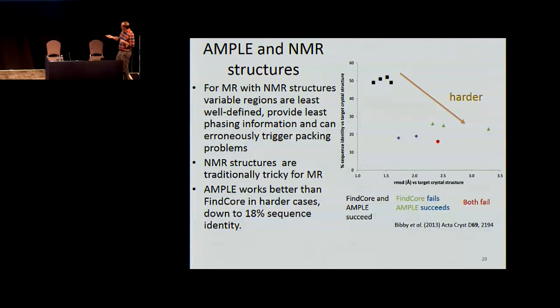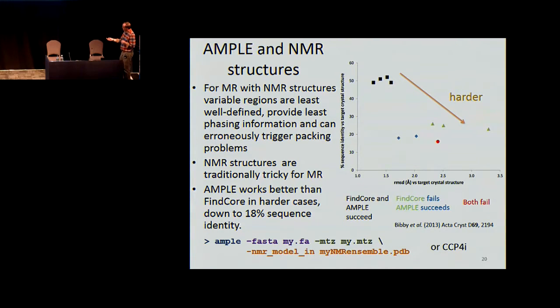I won't spend much time on this, it's already published, but AMPLE works very well with NMR structures. This is a comparison with FindCore, which is a specialized tool for dealing with NMR for molecular replacement. The green and the blue show cases where the RMSD is higher and the sequence identity is lower, and where AMPLE worked and FindCore didn't work. You can try this at the command line or CCP4I, you just give it a flag and a PDB file of your NMR ensemble.